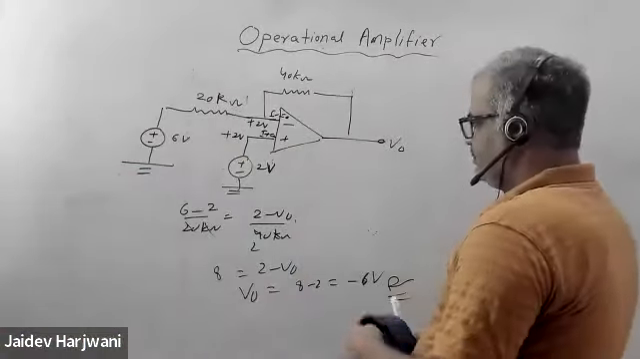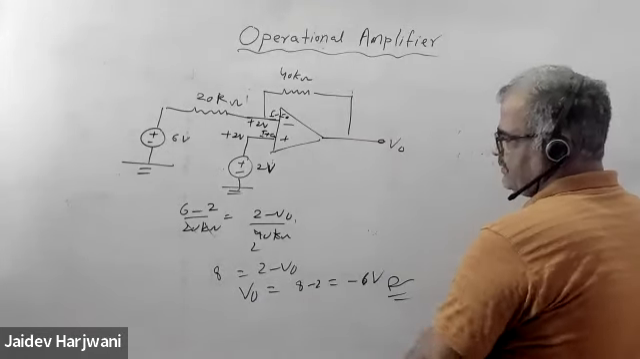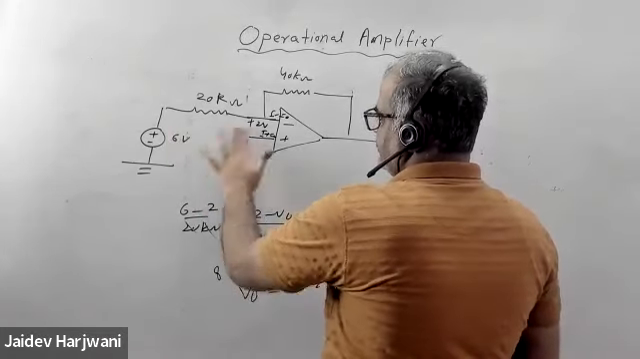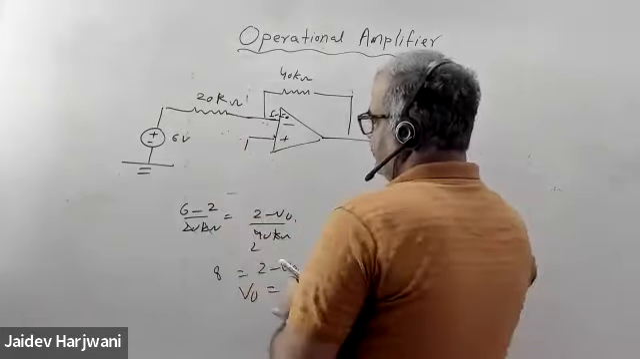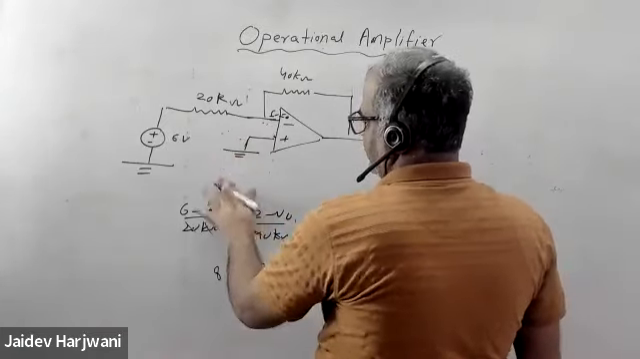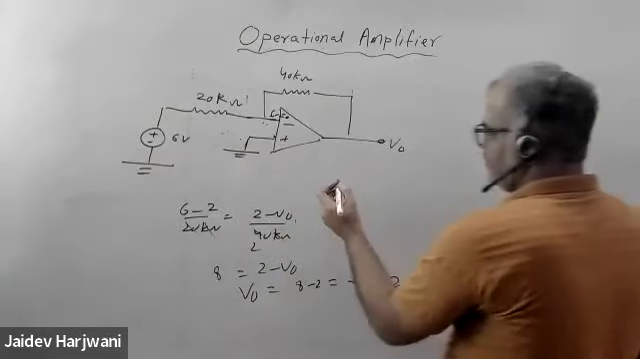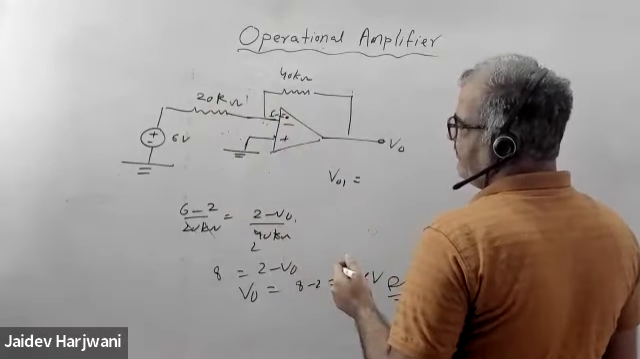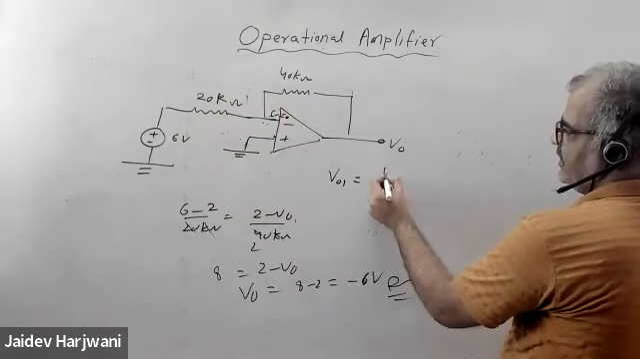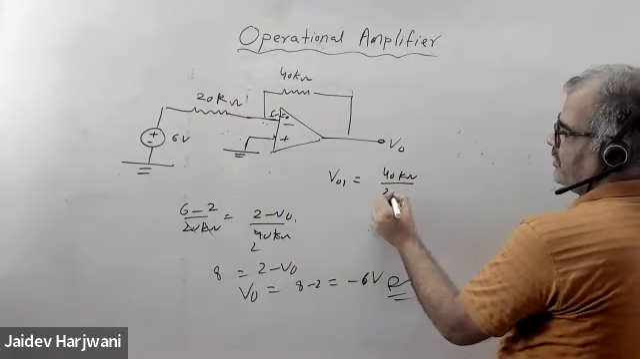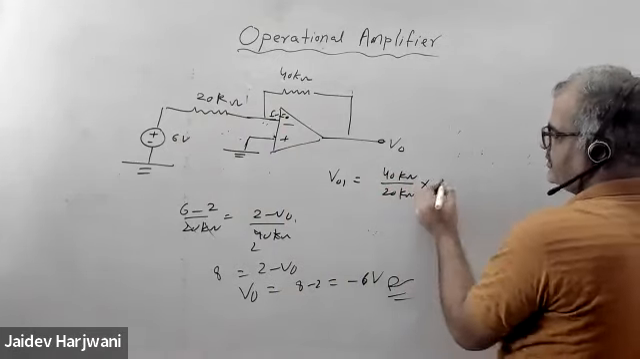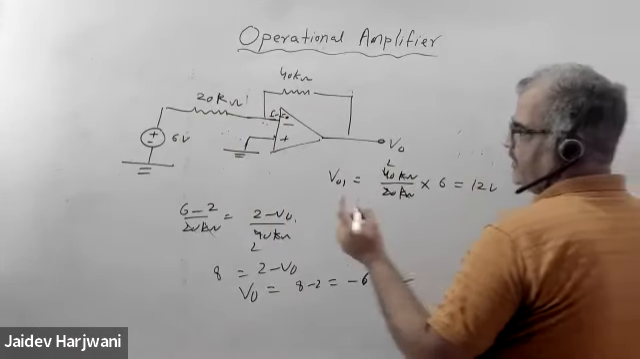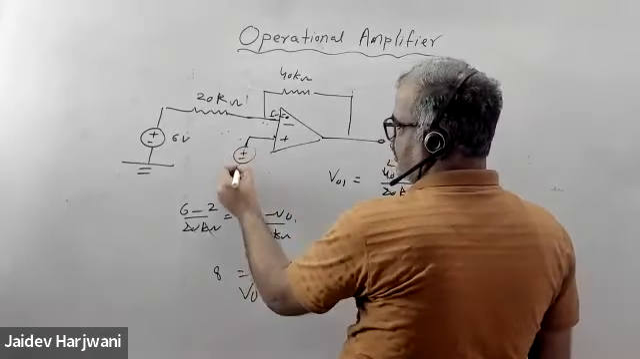So if I apply the superposition principle, I want to calculate the effect of this source, so I have to make the other one ground. Say this is V01. Now this becomes an inverting amplifier. So V01 is minus RF upon R into V input, 40 kilo ohm upon 20 kilo ohm into 6. Kilo ohm cancels, 2 times 6, so you get minus 12 volt.